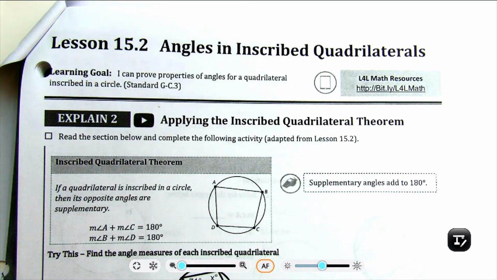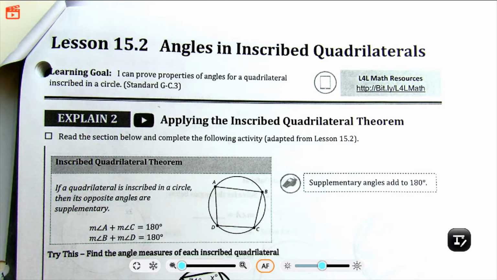This is lesson 15.2, angles in inscribed quadrilaterals. So what we're going to be doing is talking about what an inscribed quadrilateral is, and then looking at the angles to see how they are related to each other. We're going to be looking at something called the inscribed quadrilateral theorem. When you hear the word inscribed, that means inside. And quadrilateral means a four-sided shape.